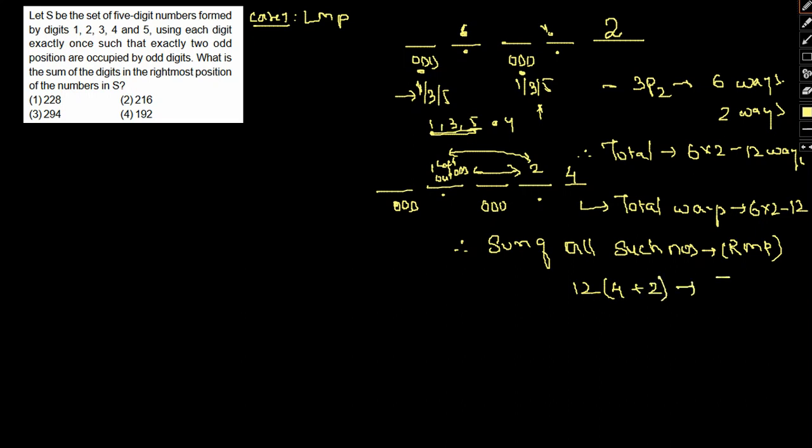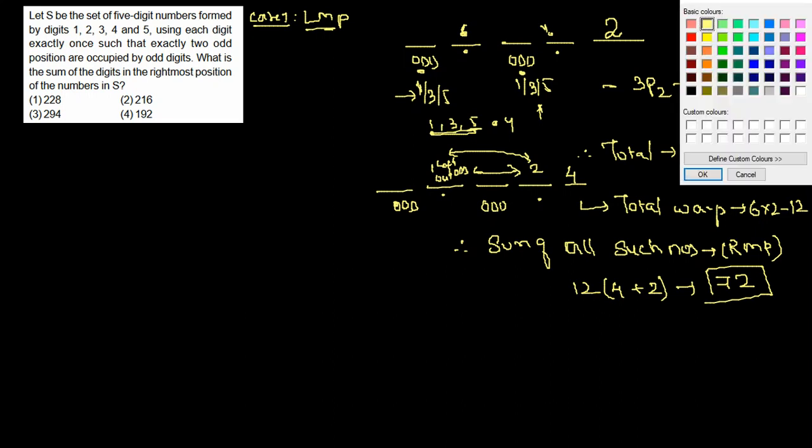That is, in this regard, if we consider from the leftmost position, we have the sum as 72. Okay. So I hope this is clear. So this is my case 1. So we have 72 in here. Okay. Now let us take case 2.